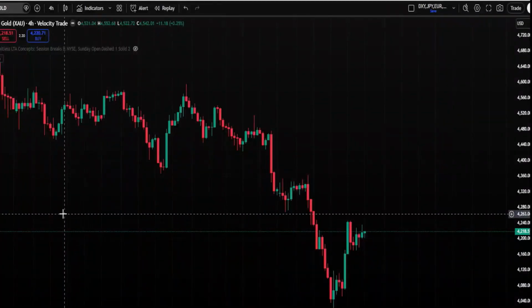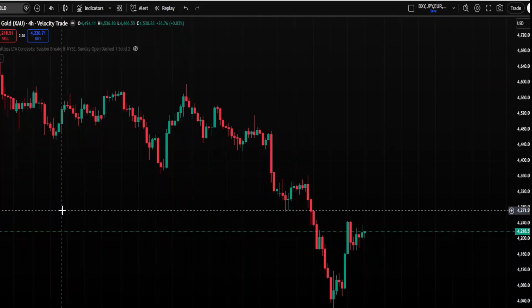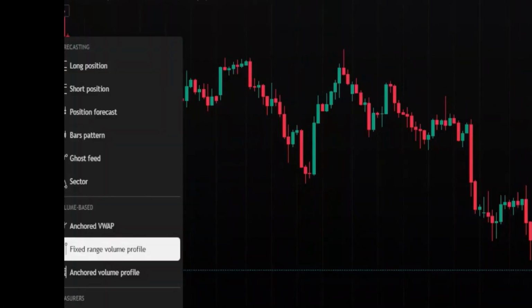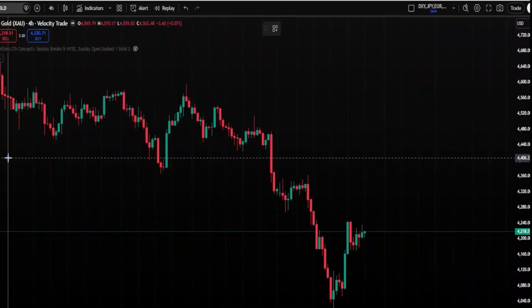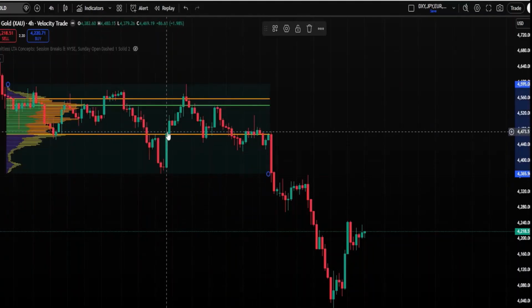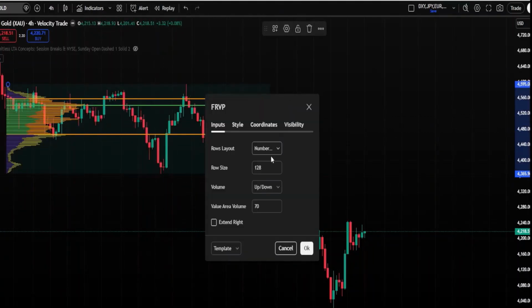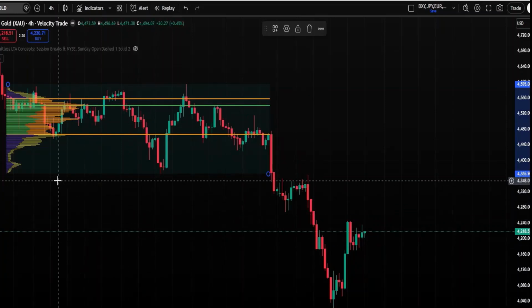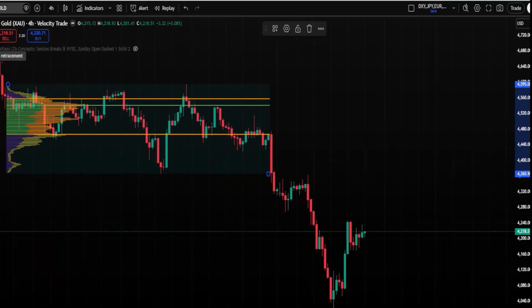Before I show you the examples, you need to understand how these levels are created. The tool I use is the fixed range volume profile. I place it over a consolidation zone where price has been ranging. For the settings, I use 128 for row size and 70% value area volume. This allows us to identify where the majority of volume was traded within this range.